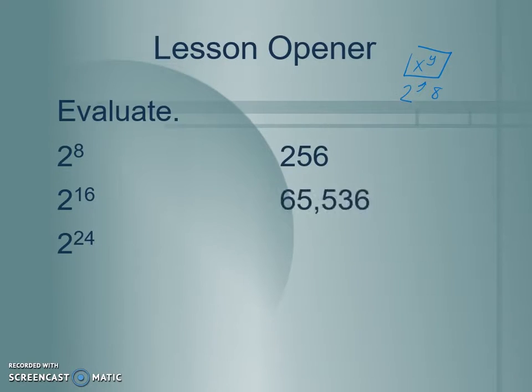2 to the 16th power is 65,536. And 2 to the 24th power is 16,777,216. So you can see how quickly these start to increase even with a base as small as 2.